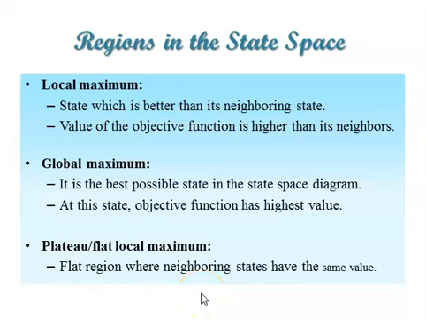Now let us see some of the regions available in the state space. One is local maximum. A state which is better than its neighboring state is known as local maximum.